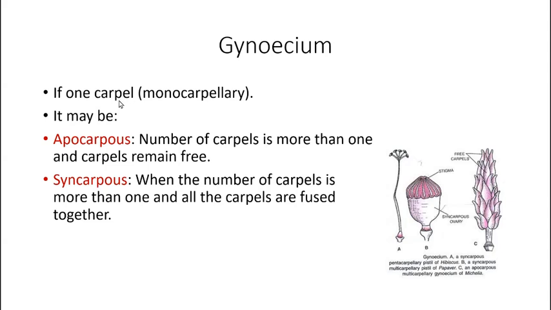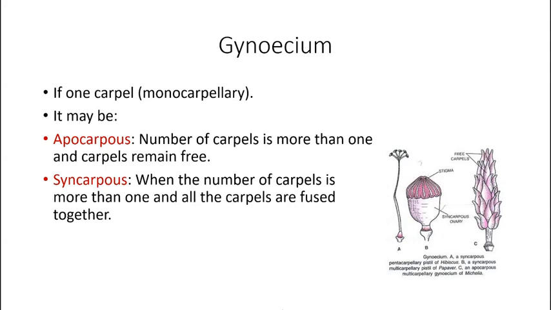If they consist of one carpel, it is said to be monocarpellary. When the carpels are free, it is known as apocarpous. So see the picture. This is apocarpous. Many carpels are there here, but the carpels are free. Syn, you know, means joined, fused. So when the carpels are fused, it is known as syncarpous. Just a brief idea about the carpel.